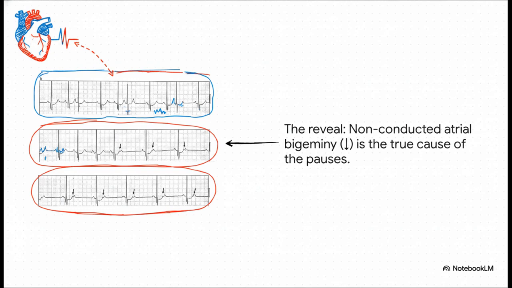This is non-conducted atrial bigeminy. Every sinus beat is followed by a blocked APB, which resets the sinus node and creates the pause. The sinus node itself is functioning perfectly. The apparent bradycardia is a complete illusion.